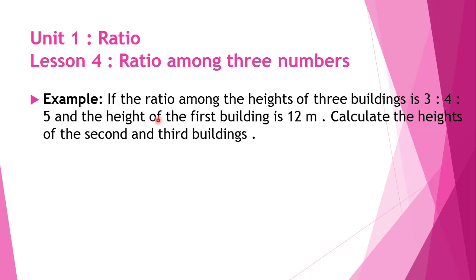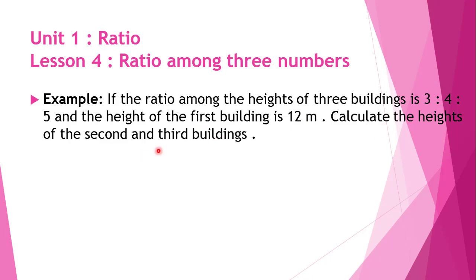Let's take an example. If the ratio among the heights of the three buildings is 3 to 4 to 5, we have three buildings, the ratio of the heights is 3 to 4 to 5, and the height of the first building is 12 meters, calculate the heights of the second and the third building.